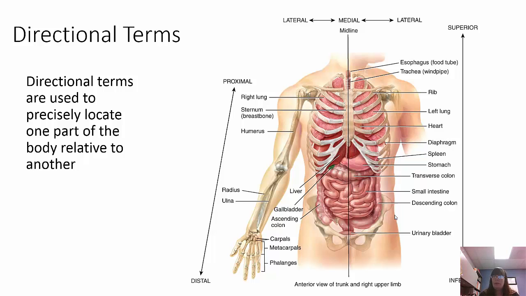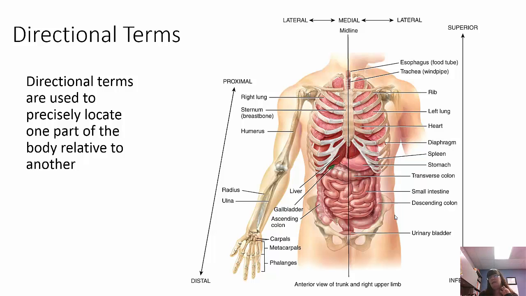Superior is towards the head, or you could say something is superior to another, meaning it's above it. And then inferior is below. Proximal and distal, you're referring to your limbs. So proximal is closer to the point of origin. Distal is further away from the point of origin.